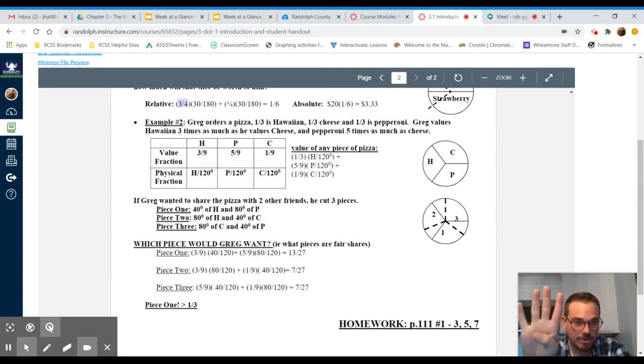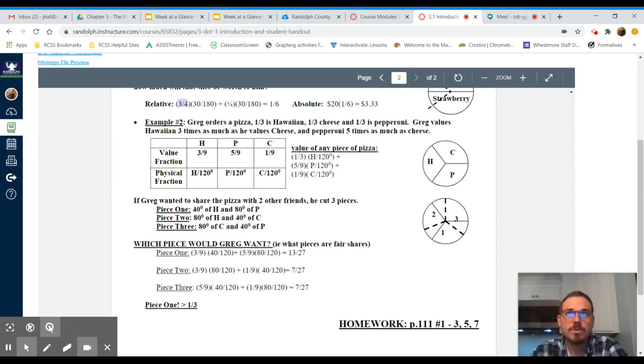1 plus 3 plus 5 is 9. So we know that the denominator of our value fraction needs to be 9. Hopefully you followed me through that. 1 plus 3, because 3 times as much for the Hawaiian, plus 5, because 5 times as much for the pepperoni. So 9 is our denominator. So Hawaiian is 3 out of 9. That's Greg's value. Pepperoni is 5 out of 9. And cheese is 1 out of 9. Okay?